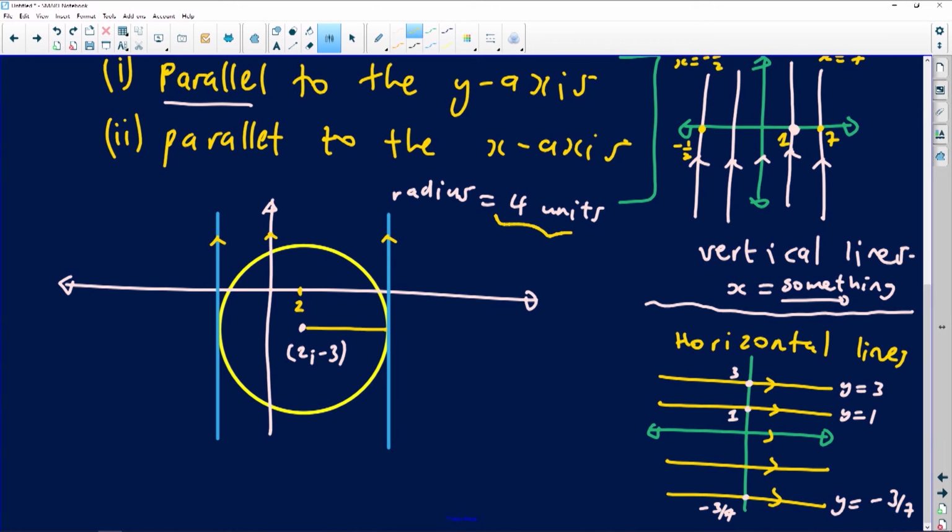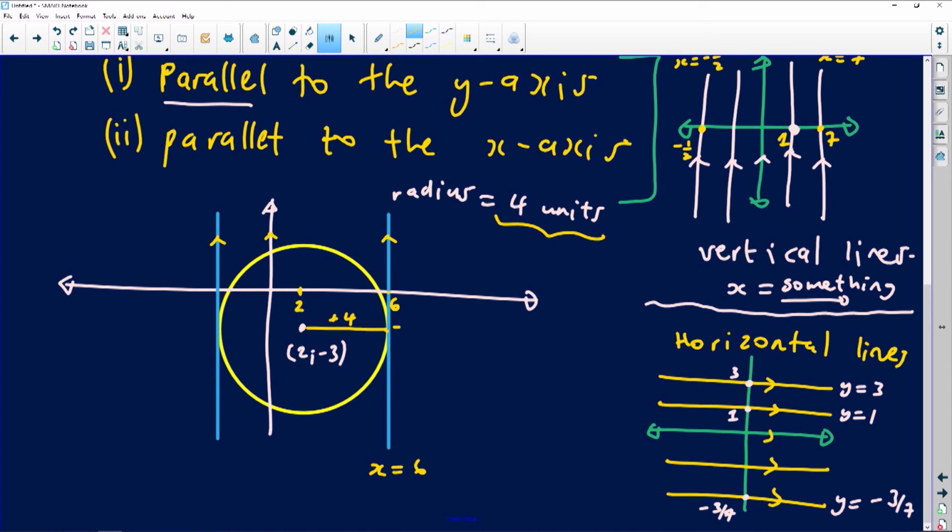I'm going to move 4 units, because from the center to where the tangent meets the circle, that's just the radius. So I'm just moving 4 units to the right, which means I'm adding 4. Where will I end up? I'm going to end up at 6. So this is where x is equal to 6, and the equation of this line is x is equal to 6.